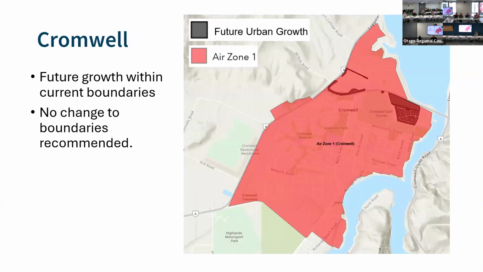Cromwell. So for some of these areas, there is definitely urban growth occurring, but they just happen to be within the existing boundaries. For other areas, there may not be a lot of urban growth, but Cromwell is definitely one where the existing boundary just covers that growth area.